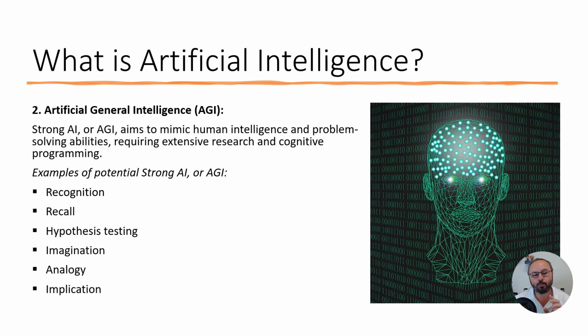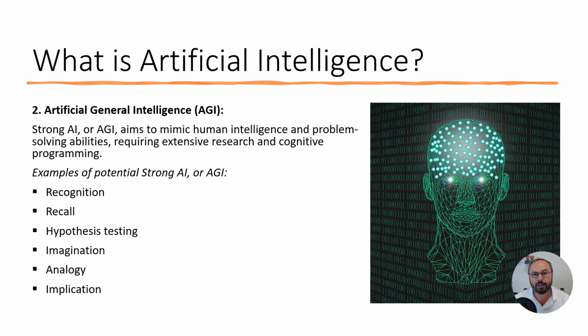Now that we know about weak AI, we also want to be aware that there is what's known as strong AI. Strong AI is AI that's being developed to mimic human intelligence and problem-solving capabilities. This is still a work in progress, and some of these examples around where strong AI is being built around, developed around, is recognition, recall, hypothesis testing, imagination, analogies, implications, just to name a few areas.